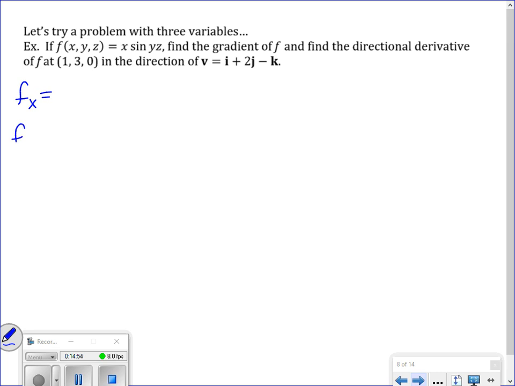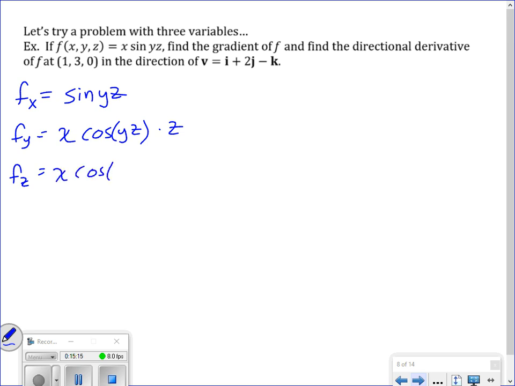All right, so for this one, this has more variables, so I'm going to need three derivatives, fx, fy, and fz. So fx here would be basically just sine yz. For fy, the x would stay, the derivative of sine would be cosine of yz, and then the derivative of yz with respect to y would be just z. And then the derivative with respect to z: the x would stay, I'd get cosine of yz and then times y.